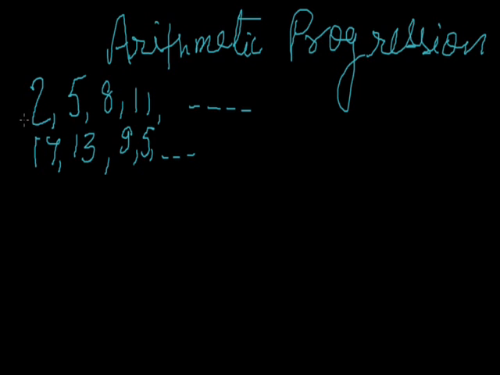So hence we can say that arithmetic progression is a progression in which each subsequent term is obtained by adding a fixed number or constant to its preceding term. Now let's try to understand what the general form of an AP can be.